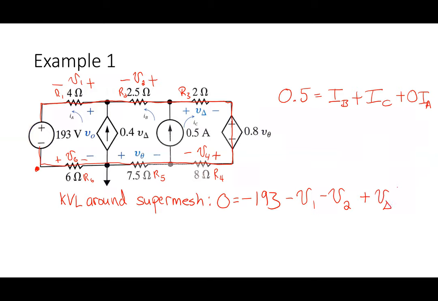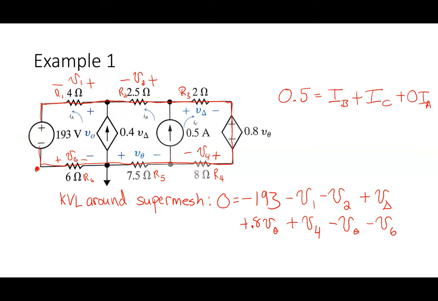Plus 0.8 V theta. Then what? Plus V4. Minus V theta. Minus V6. Now, that's a KVL that's consistent with my definitions. Everybody follow that?